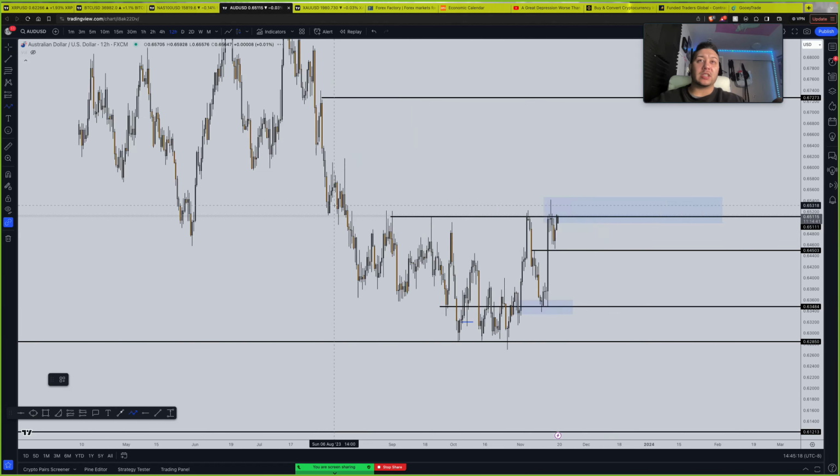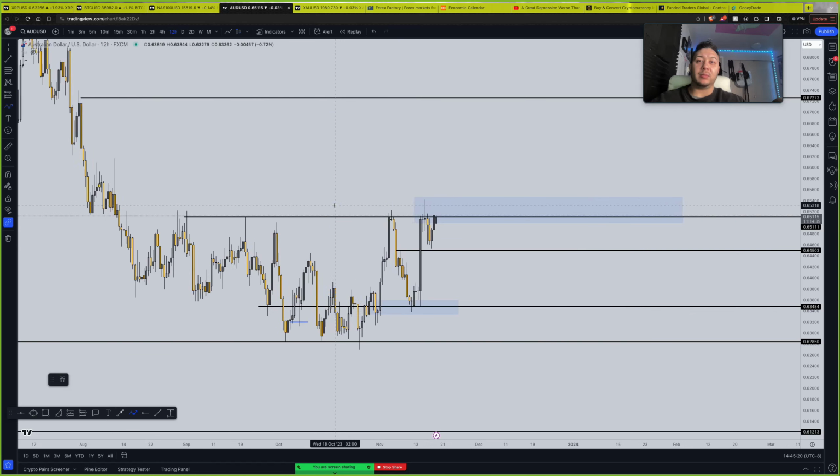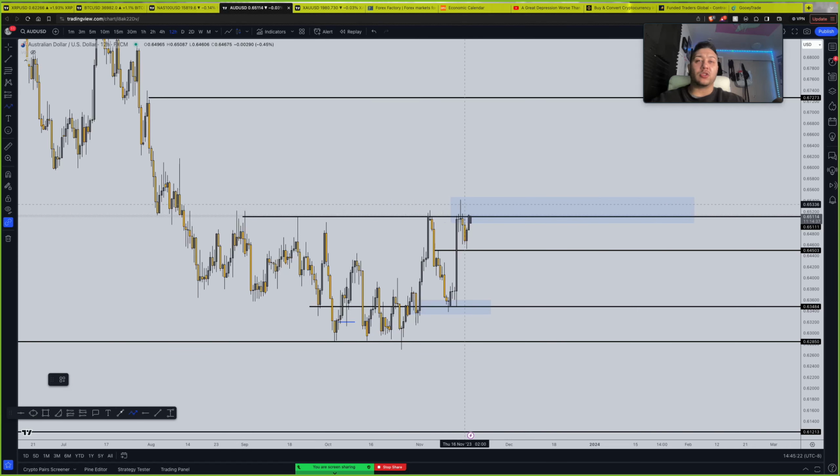However, just because the pairs are somewhat correlated does not mean that you should base your trades or correlate your analysis or trades based on that information. They are separate, and you need to treat them as such.